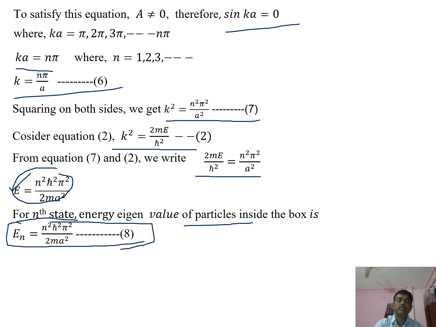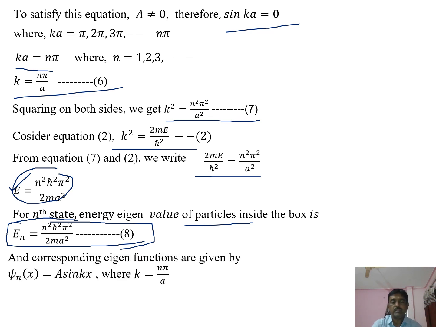Then, from these energy eigenvalues, we have to write the eigenfunctions. Eigenfunctions of a particle confined in a one-dimensional rigid box. We have to write from the equation psi is equal to A sin kx, where k is equal to n pi divided by a.